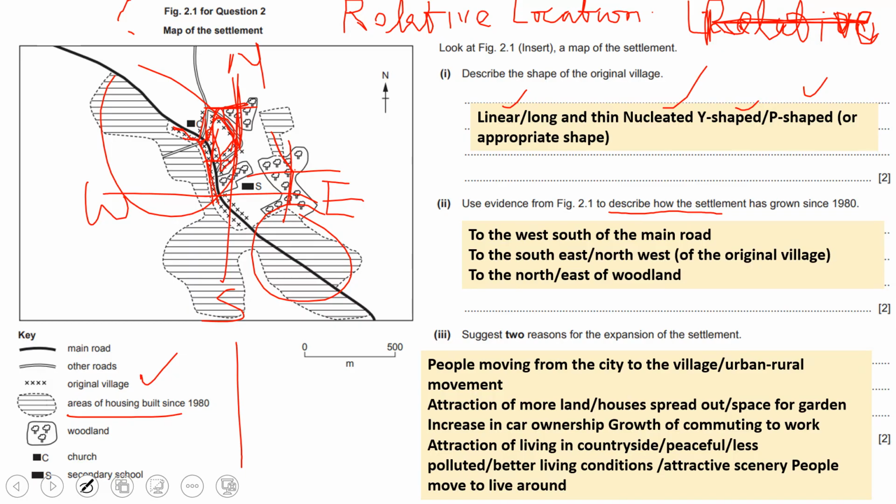So people moving from city to the village, that's urban to rural movement or urban to rural migration. You have things like attraction, because there's more land, increase in car ownership, so it is easy for people to move from the village to the city. You have things around the rural urban fringe, which are the countryside, usually peaceful, less air pollution, noise pollution, and the scenery is usually more beautiful, so people tend to move towards those regions.